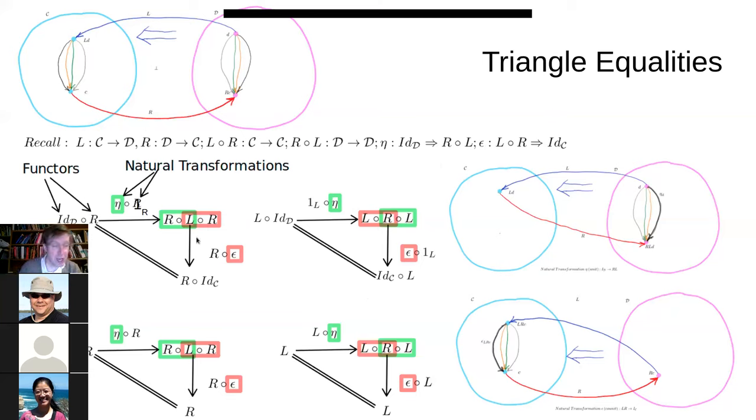Those are our triangle laws. And basically they say that eta and epsilon kind of play nicely together and work in concert, one after the other, to preserve R. And that's the same as not doing anything here. So those are the triangle equalities. Any questions about that?